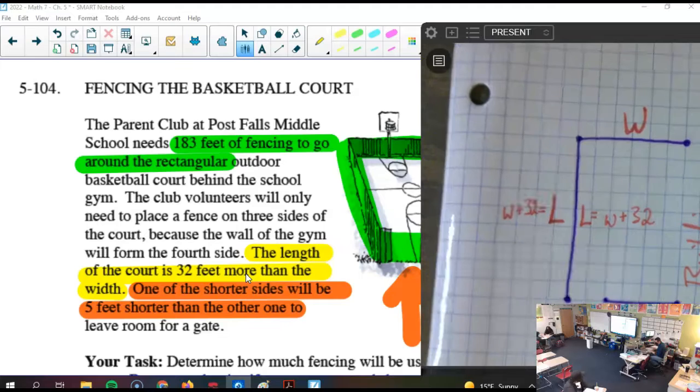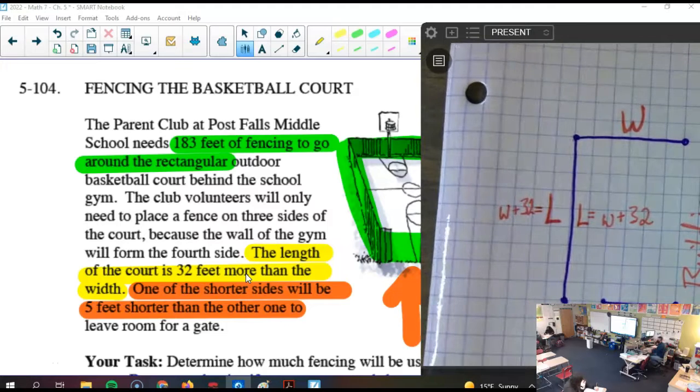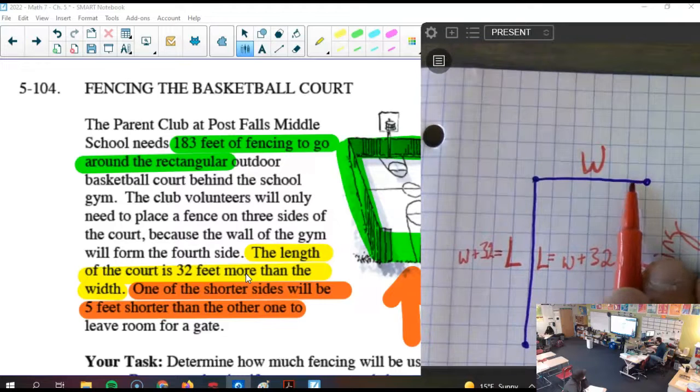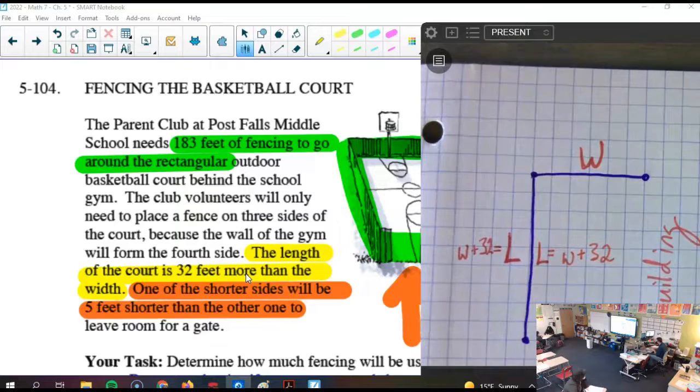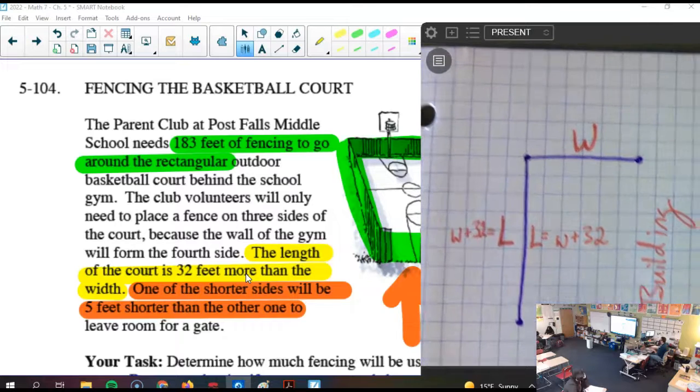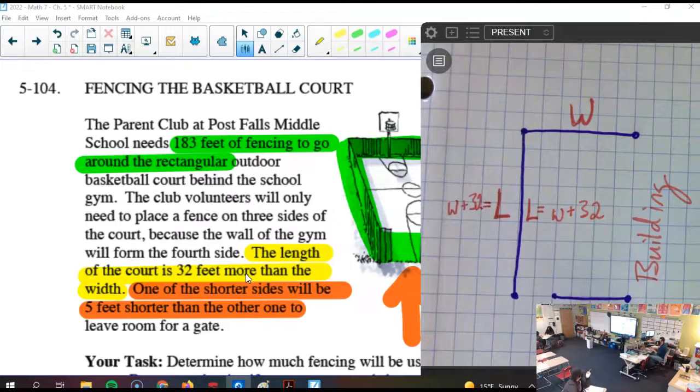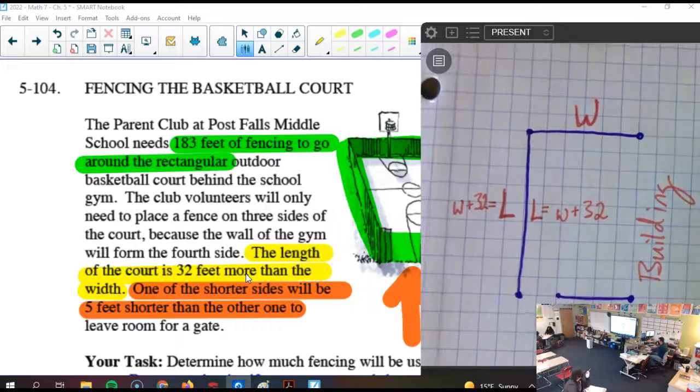And now, Franco, there's something else really important. Franco, are you hiding behind Carmen? Can't see you, man. Franco, what else is really important that they told us? It's the first thing I highlighted. Yeah, they get 183 feet of fencing for this section and this long section and this other short section. So I need to add up my three sides to make 183.